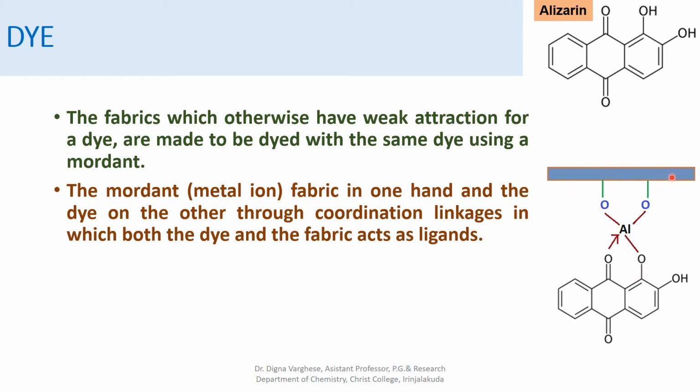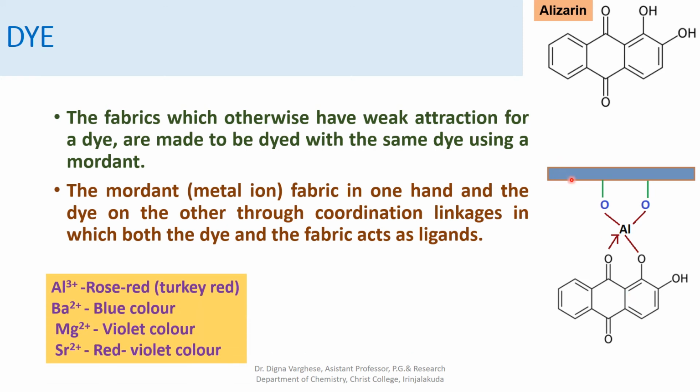Here it is shown as the fabric and the alizarin dye, with both coordinated to the central metal ion, say aluminum here, and by this coordination compound we can apply alizarin's color to the fabric. Not only aluminum can act as the mordant, some other metal ions can be used as mordants. If barium is used, a blue color is obtained on the fabric. If aluminum is used, rose red or turkey red. If magnesium is used as the metal ion, it forms a violet color, and if strontium acts as the mordant, it gives the fabric a red violet color.